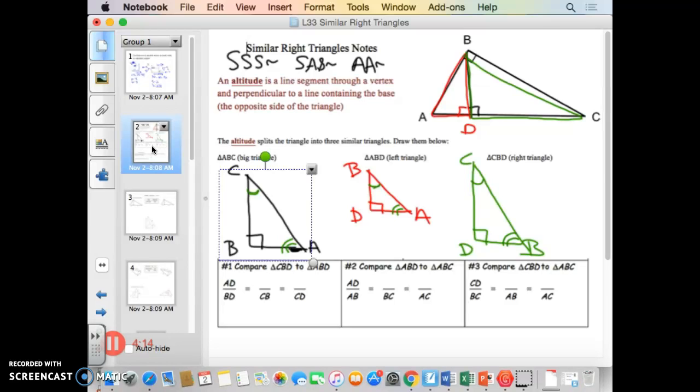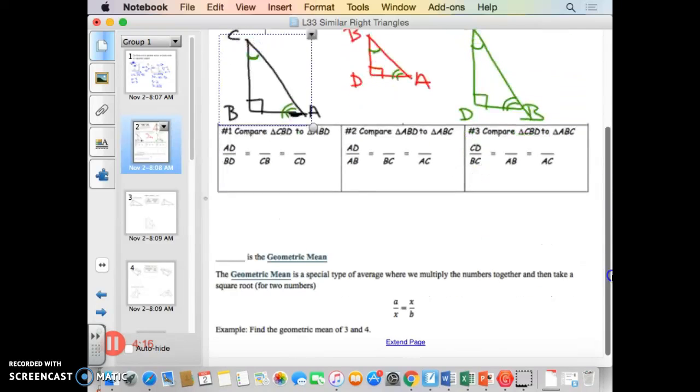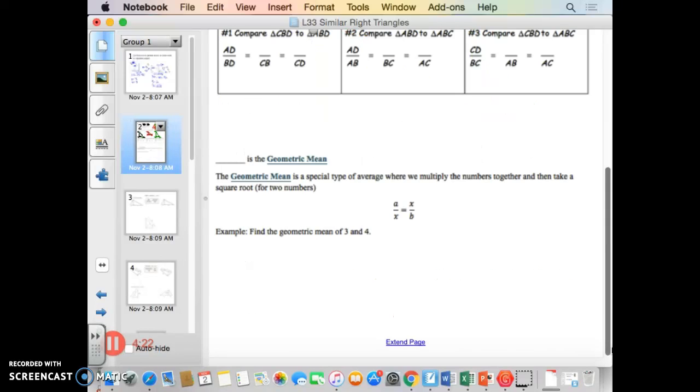All right, so there is a skill that you're going to need to know how to do to be successful today. And this skill is called the geometric mean. Now, if you just have, let's say, x over 4 equals 4 over 8, okay? This is a fairly simple equation to solve.